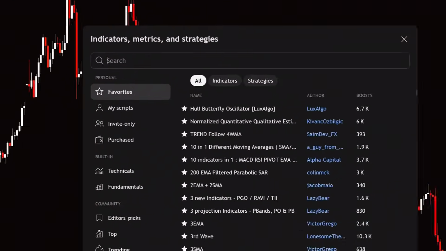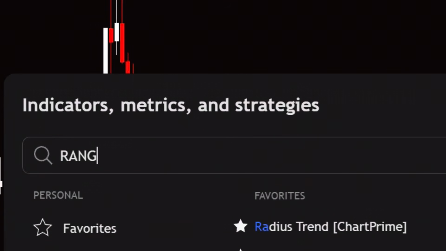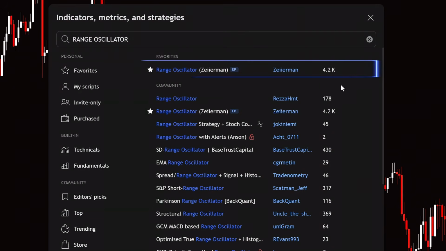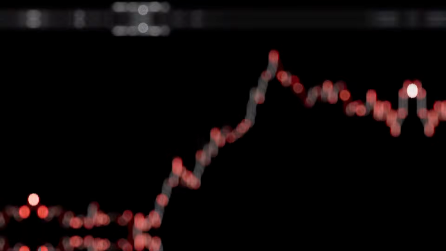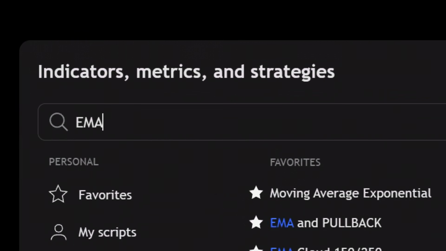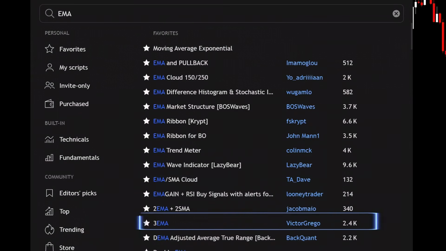Real quick, let's get both of these things on your chart. Open TradingView, go to the indicators, type in range oscillator. And you want the one by Zeiierman, that's the one. Same box. Type in 3EMA, add that one too. Okay, both tools are up.